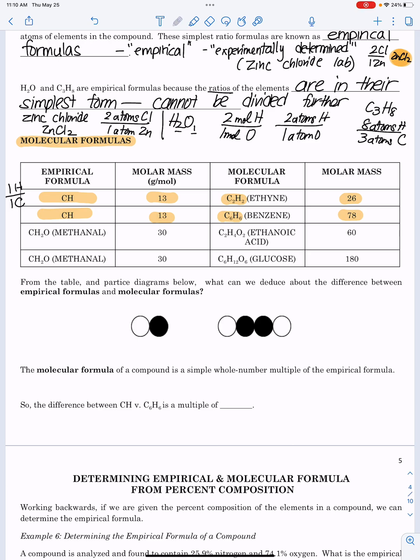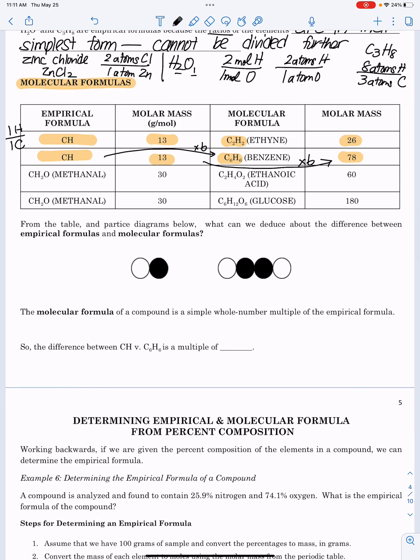How does the molar mass of the molecular formula compare to the empirical formula? Well, it's multiplied by a whole number. To get to 78 from 13, I multiply by 6. I also multiply my formula by 6. So CH becomes C6H6. That's multiplied by a factor of 6.